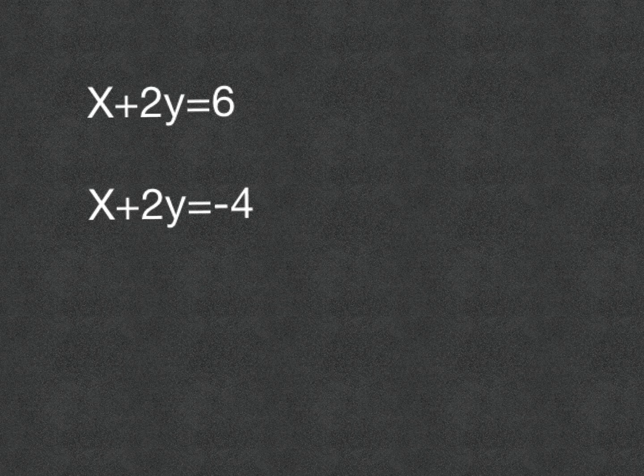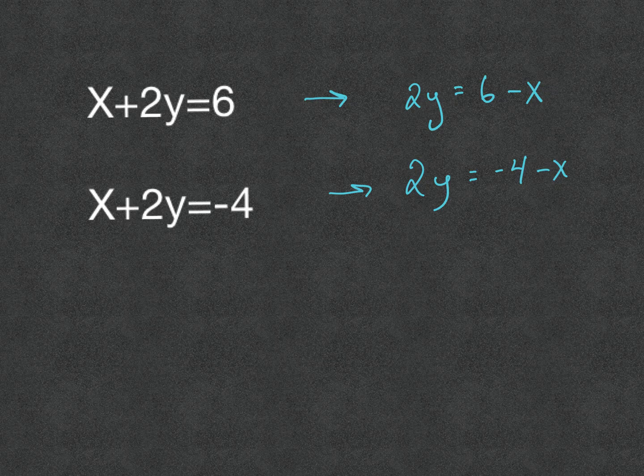When we do that, for the first equation we get 2y is equal to 6 minus x. And for the second one, we get 2y is equal to negative 4 minus x. Ooh, they look to have the same slope.